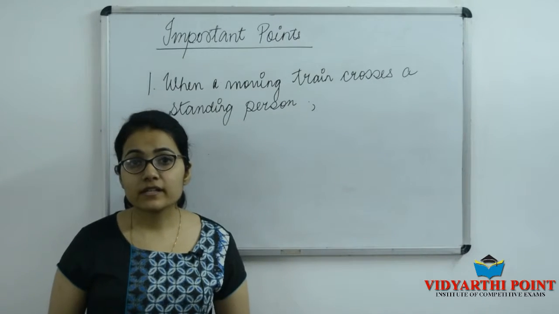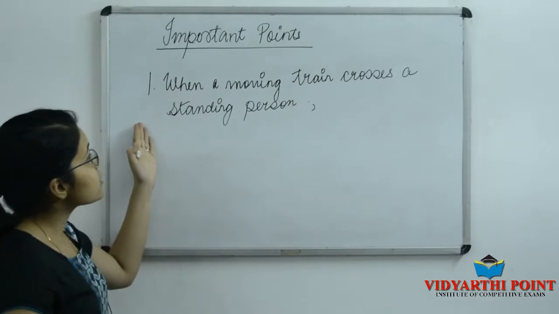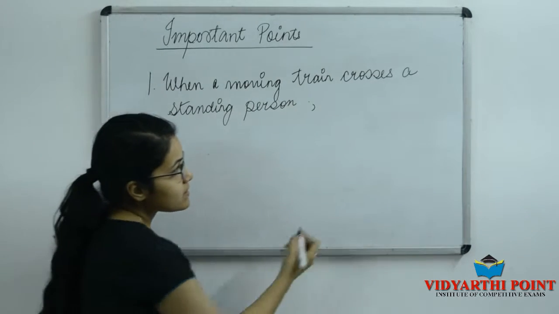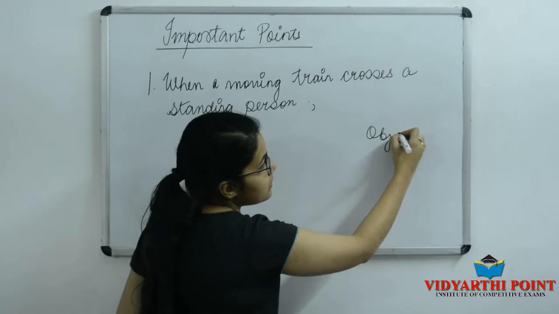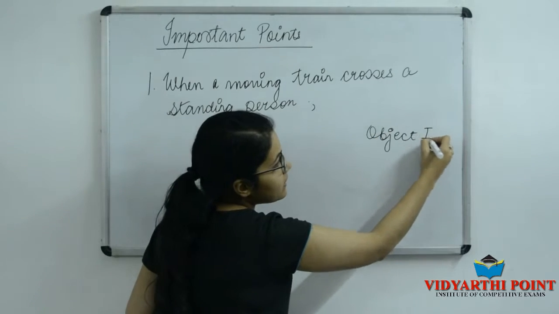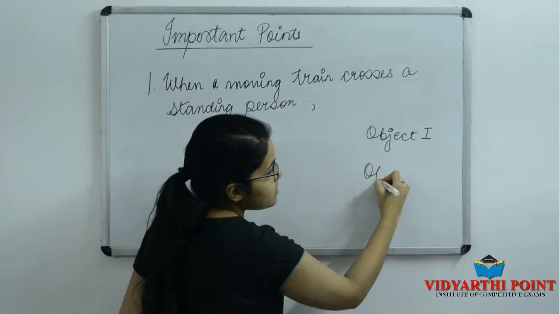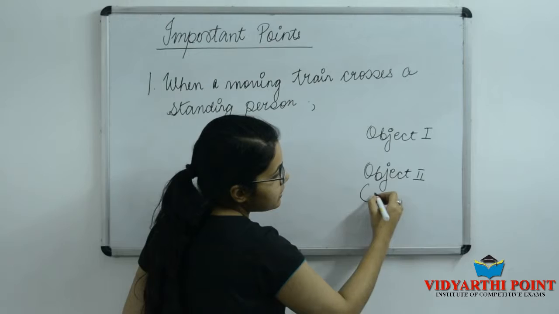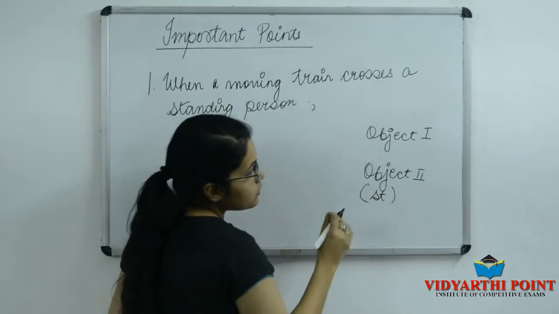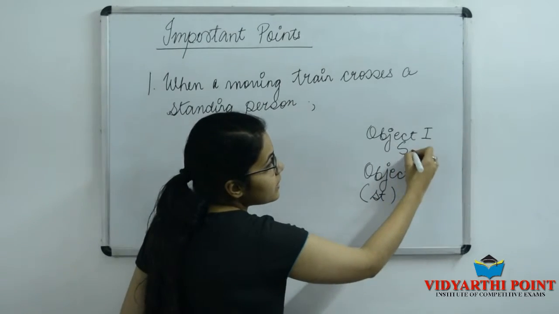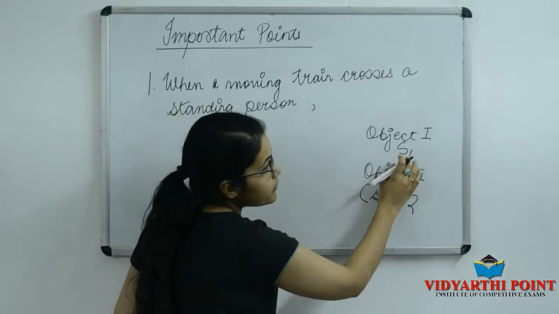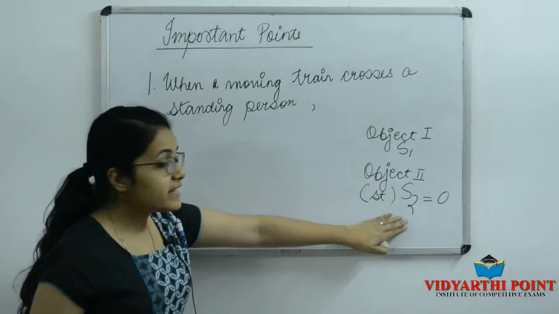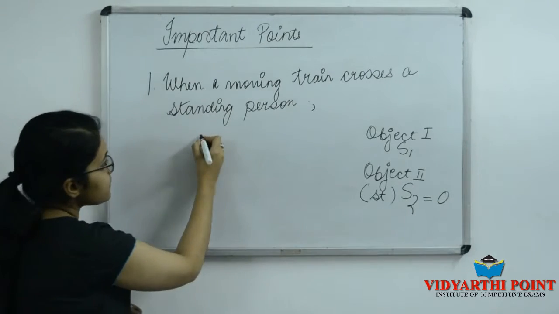Now let us look at some important points. Number 1: when a moving train crosses a standing person, that means here object 1 is moving whereas object 2 is stationary. So here the speed of object 1 will be taken. Why? Because object 2 is stationary and its speed will be 0.